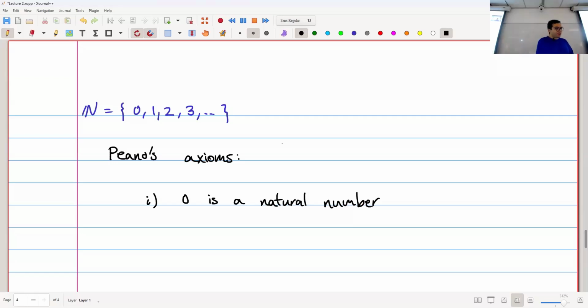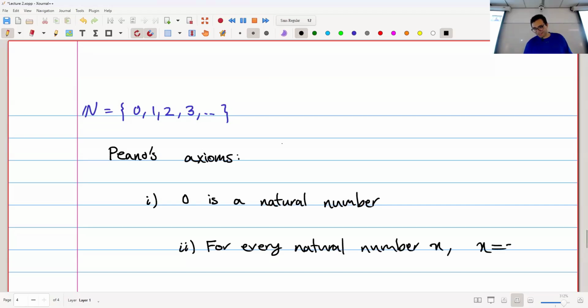Now, he has 4 other axioms that people usually don't mention. I'm going to mention them, and then I'm going to erase them because they're kind of stupid. But they were there when he first defined these things. So axiom number 2 is that for every natural number x, x is equal to x.